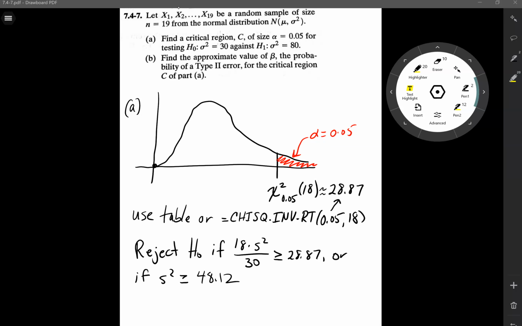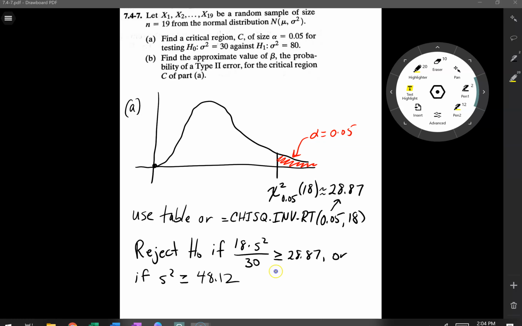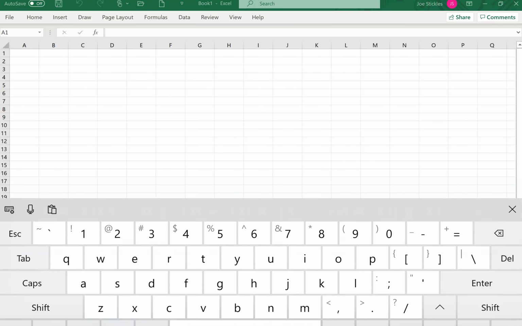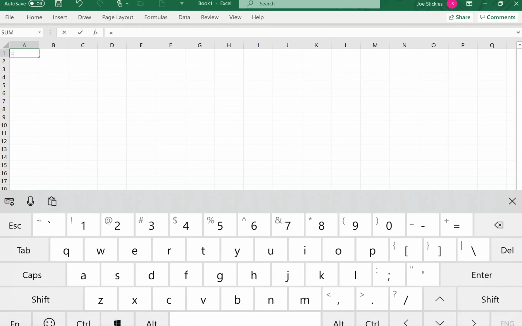You can use the table in the back of the book, or use Excel using the equals chi-square inverse function. Just to remind you of what that looks like, if I go over to Excel real quick. So if we say equals chi-square, so we see the chi-squared one, we want the inverse dot right tail, because we're looking off to the right again. The probability that we want associated with that right tail is 0.05, and there are 18 degrees of freedom. So that gives us that critical chi-squared value of 28.87-ish.